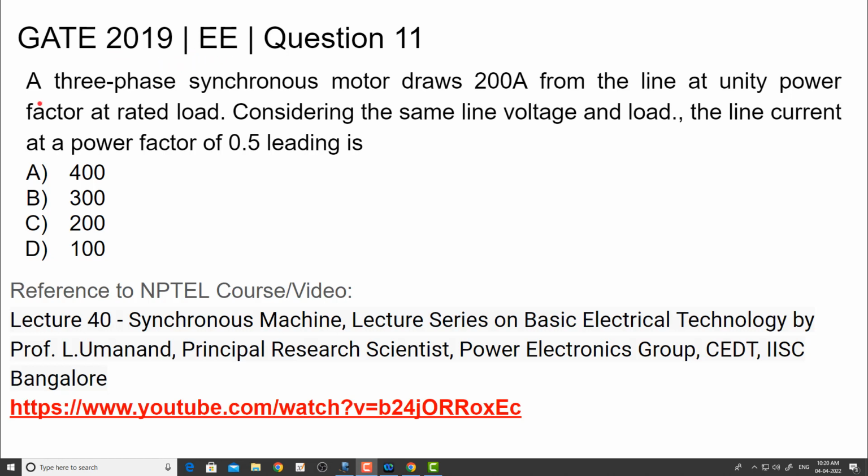The question is, a three-phase synchronous motor draws 200 amperes from the line at unity power factor at rated load. Consider the same line voltage and load. The line current at a power factor of 0.5 leading is. These are the given options.